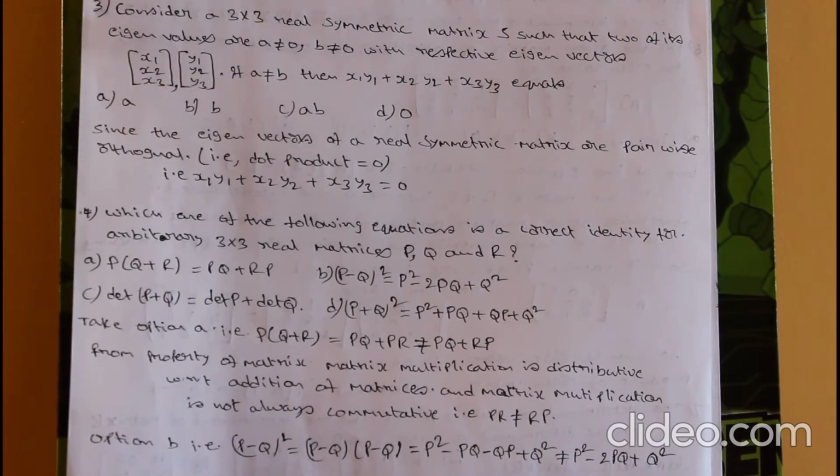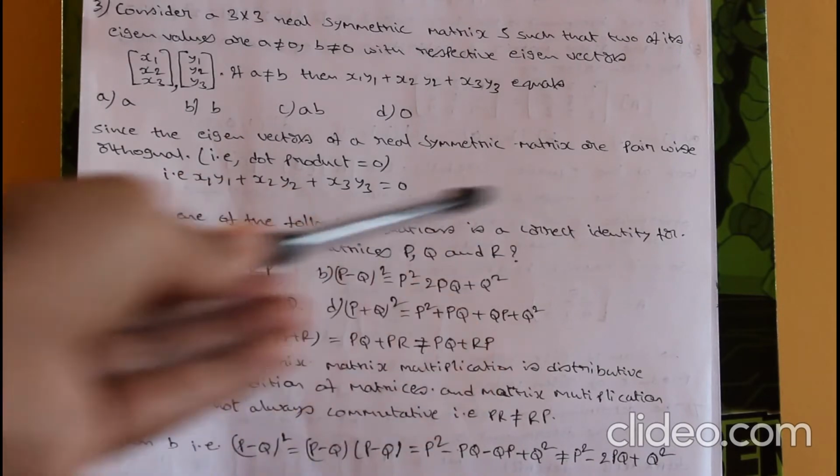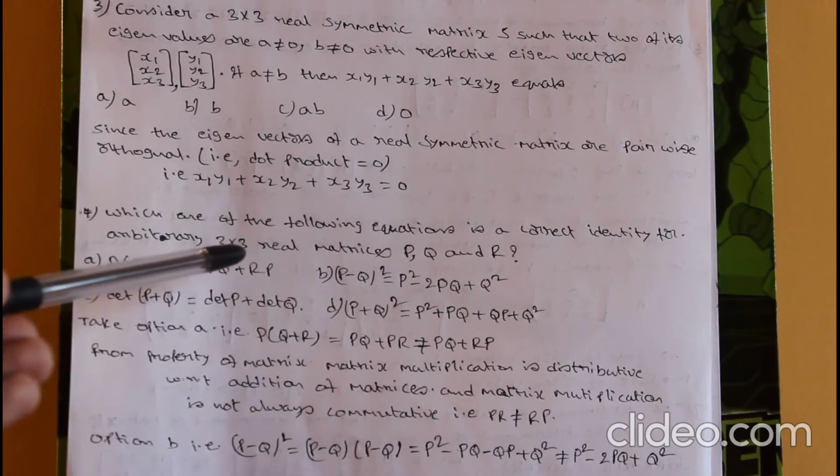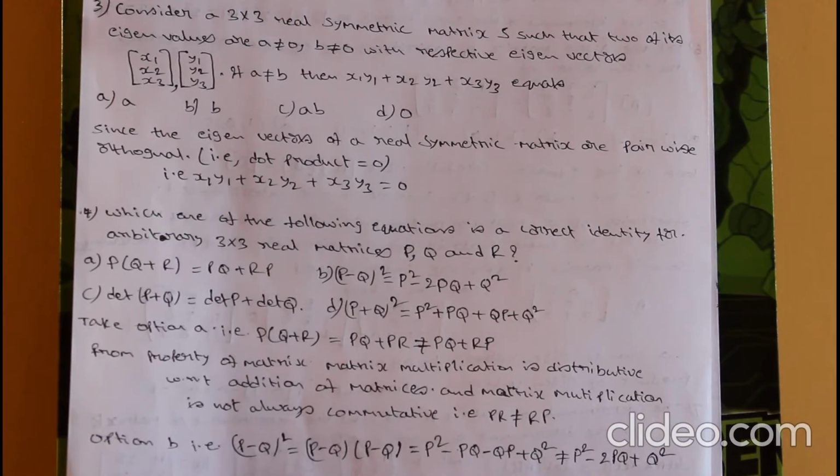Now look at question number 4. Which one of the following equations is a correct identity for arbitrary 3 by 3 real matrices P, Q, R? So 3 by 3 matrices P, Q, R are given, and which of the following identities is correct? Look at the given options. Take option A first. Option A, P into Q plus R is equal to, it is given as PQ plus RP.